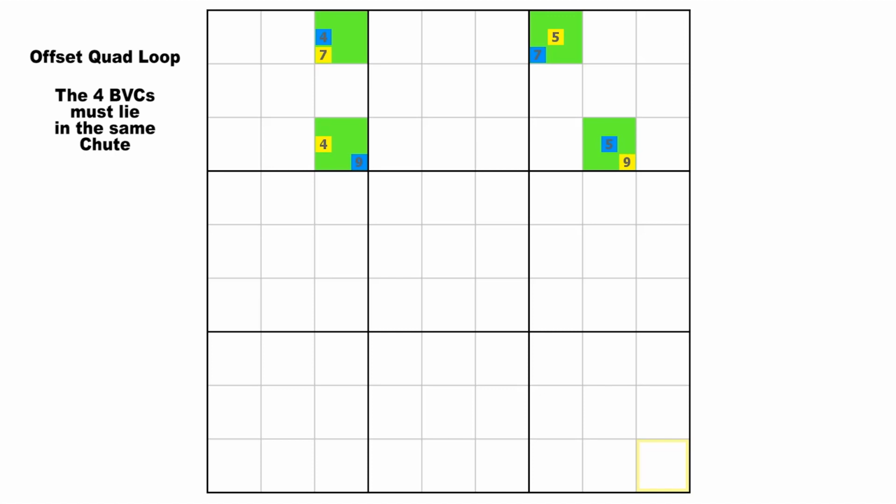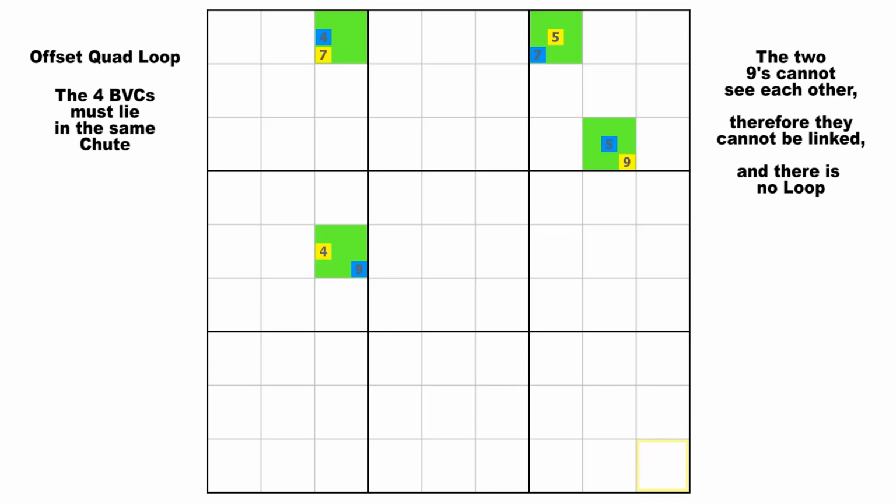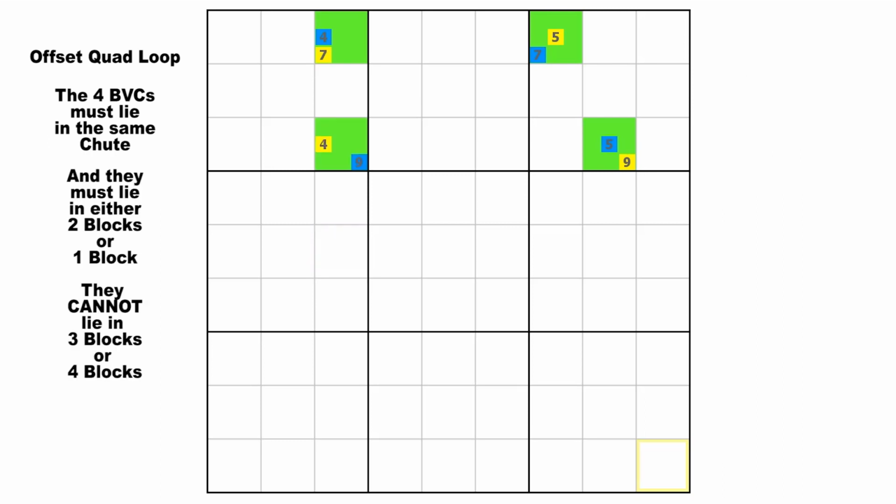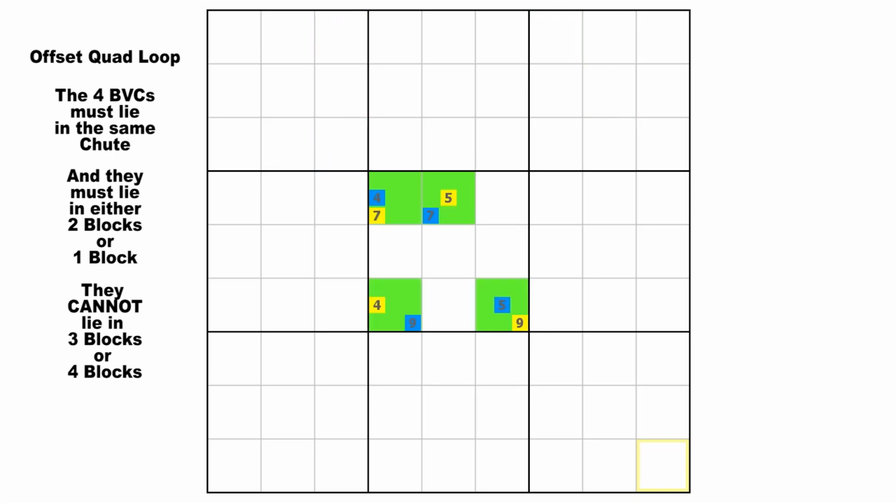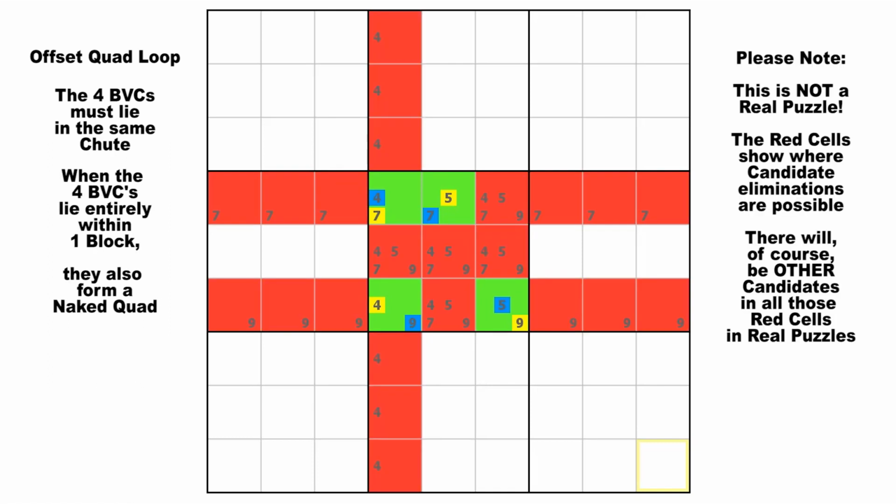Like if this cell with the 4 and the 9 were down here, this would no longer be a loop. This is actually a Swami Quad snake that we will cover in a moment. The 4 cells of an offset quad loop can be in 2 blocks, like you see here, or they can be in a single block, like this. And here you would get eliminations in 4 houses: row 4, row 6, column 4, and block 5, like this. Remember, those 4 green cells in block 5 act as a naked quad, so you can eliminate 4, 5, 7, and 9 from all those red cells in block 5.